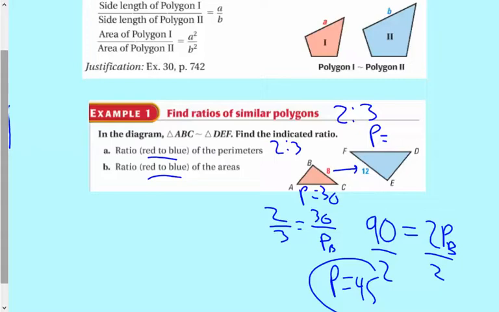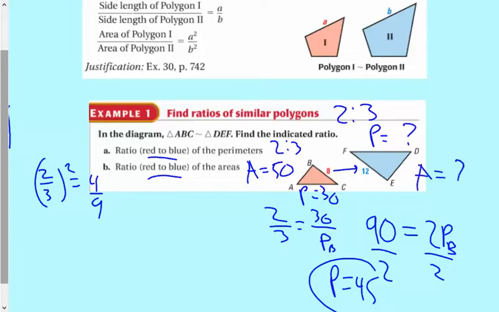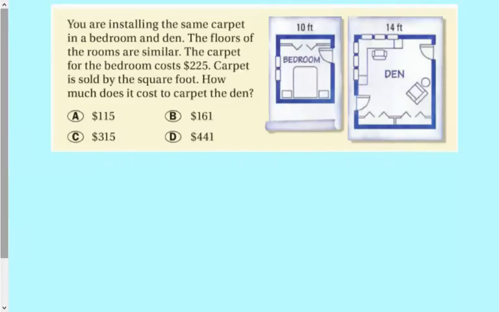Now the ratio of the areas: the side ratio is 2 to 3, so I'm going to square that. That'd be 4 to 9. Again, let's say the area of the red one was, I'm just making up some numbers here, 50. I can find the area of the blue one using this proportion: 4 over 9 equals 50 over the area of the blue one, and then you could cross multiply and solve for the area. The interesting part about this is that you can find things without actually knowing all the measurements. Alright, I'm going to go over some sample questions here for you guys.